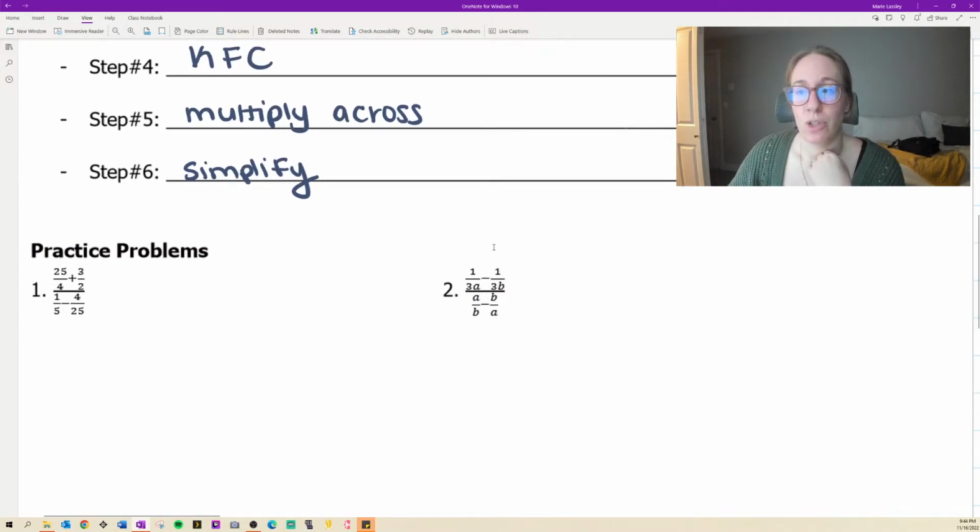So let's do 2 practice problems. One is just a complex fraction. The other one is more of a complex rational expression, so we have variables in number 2. All right, so here we go.